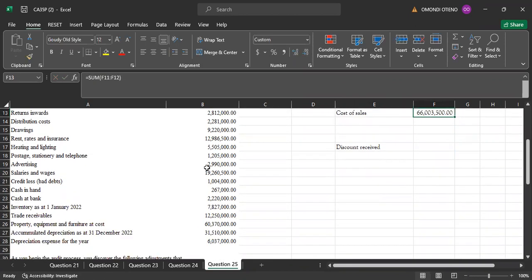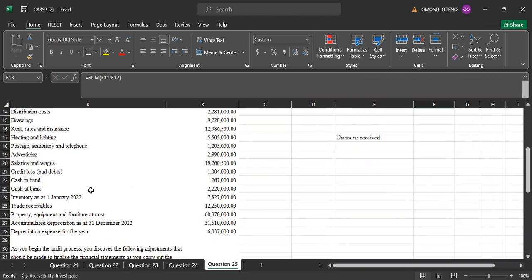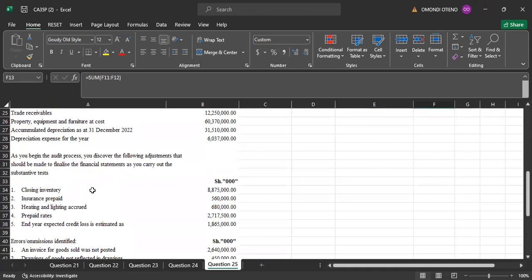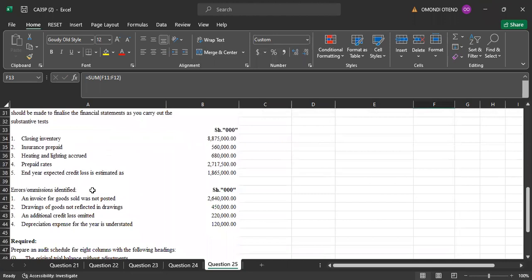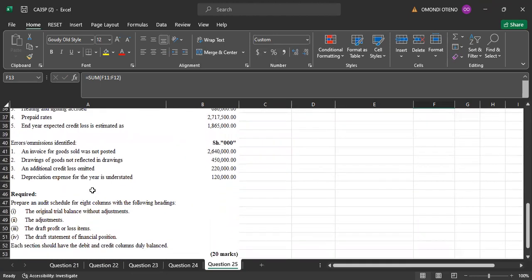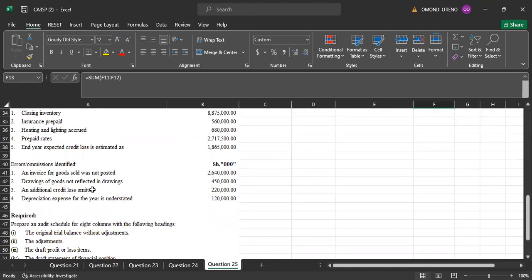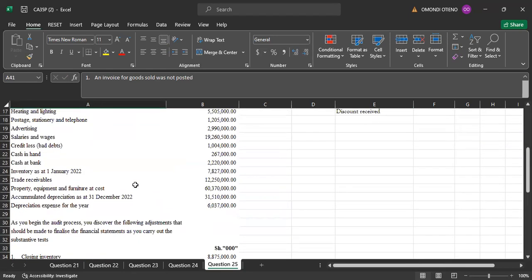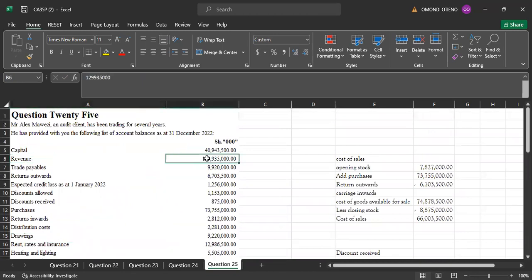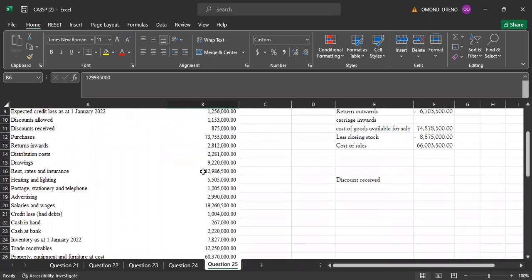But I believe maybe there are some adjustments that I've not even looked at. Maybe the purchases were understated or overstated, or for the carriage inward they used a wrong value, which we now need to look at. So let's see errors and omissions. As you can see, an invoice for goods sold was not posted. So the sales value given there is not real, because some goods were sold but not included as part of the revenue. So to your revenue value here, you will add the omitted invoice amount so that it gives you the real value of what was actually sold.